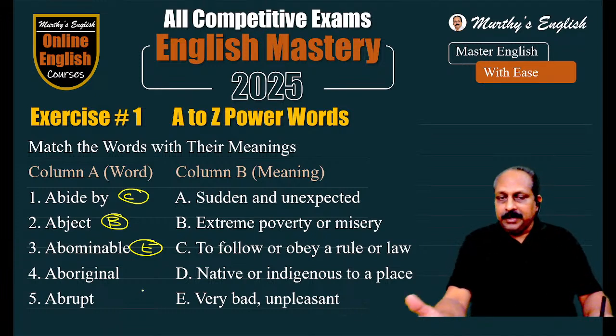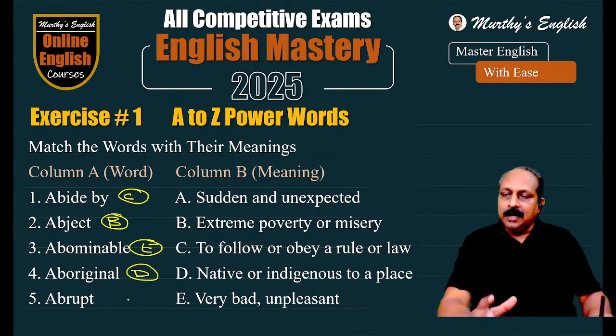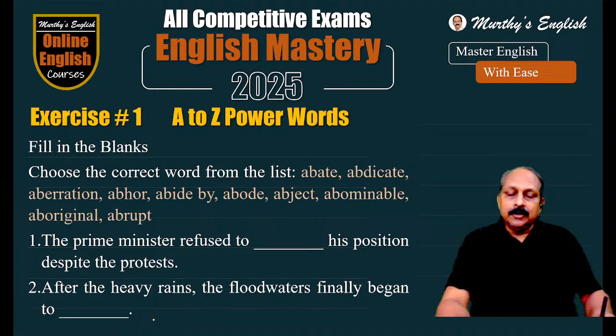Aboriginal, we have got many a time. Native or indigenous to a place. D is the answer. Abrupt means what? Sudden and unexpected. Answer is A. C, B, E, D, A. This is the order. Now, let us go to another exam topic, fillers.